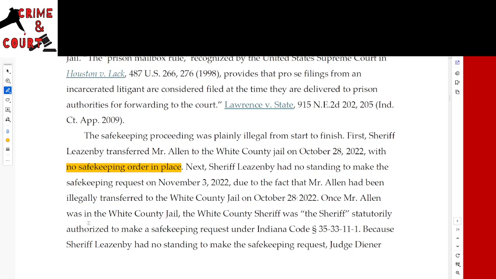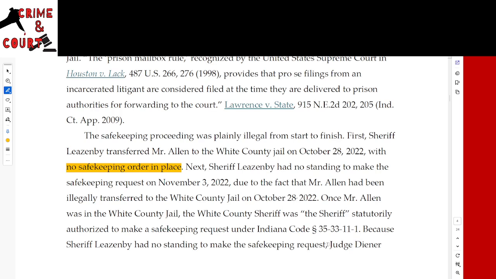Once Mr. Allen was in the White County Jail, the White County Sheriff was the sheriff statutorily authorized to make a safekeeping request under Indiana Code 35-33-11-1. See, this is what happens when you F around and find out.